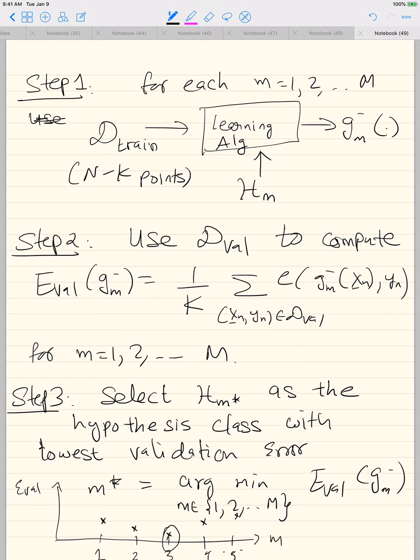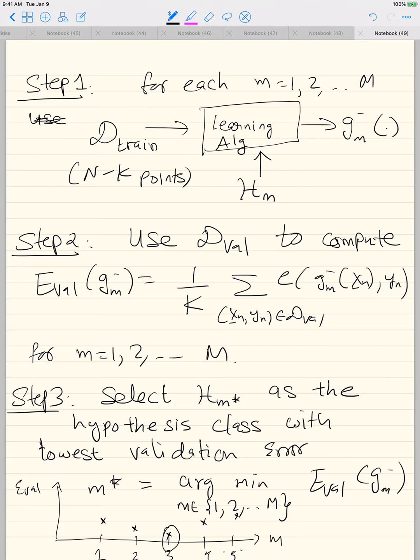Are you not sure about the definition? I'm not sure what you are asking. I think maybe as M increases, the validation error may not change anymore.